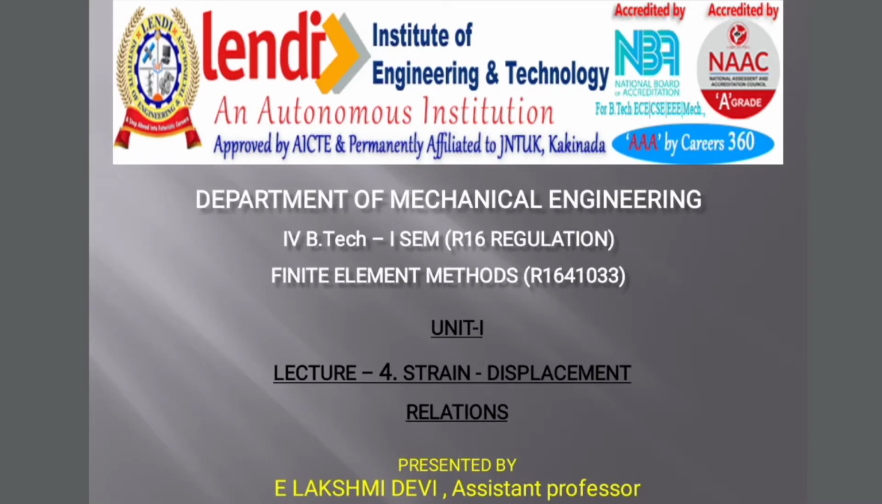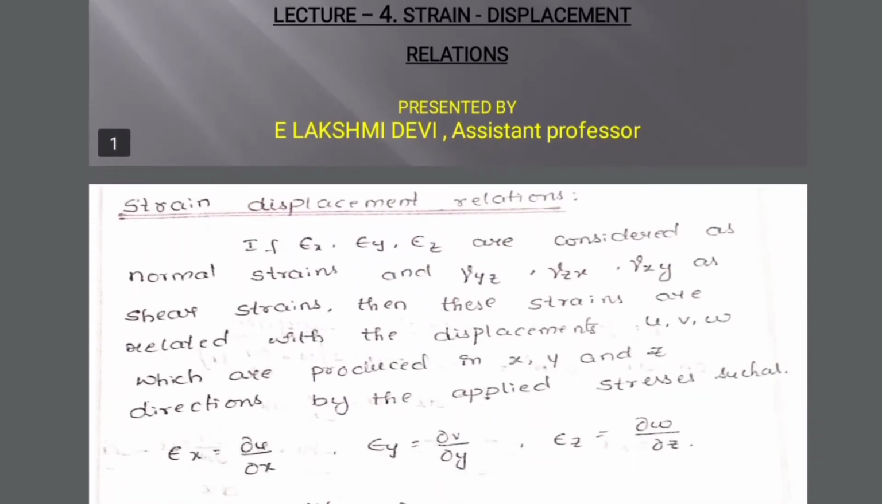Today we will discuss strain displacement relations. If epsilon x, epsilon y, epsilon z are considered as normal strains and gamma yz, gamma zx, gamma xy as shear strains, then these strains are related with the displacements u, v, w, which are produced in x, y and z direction by the applied stresses.